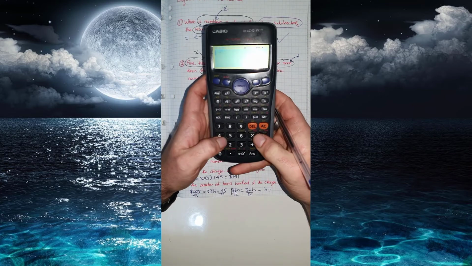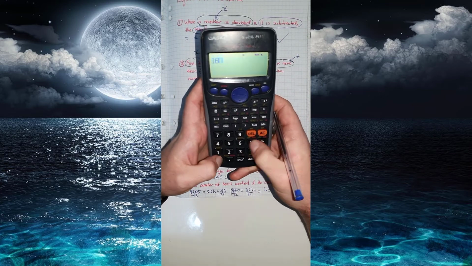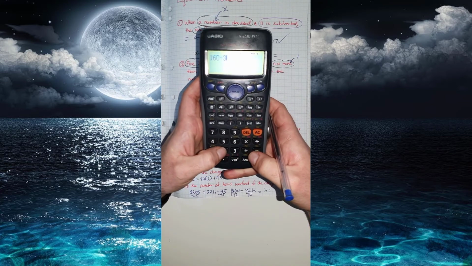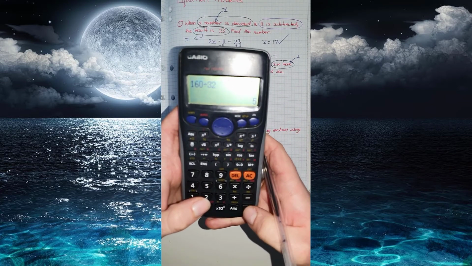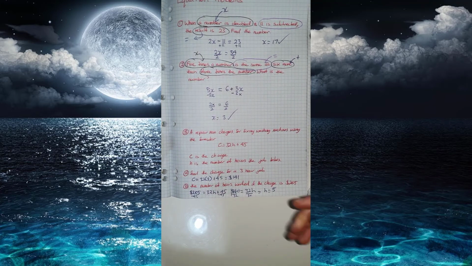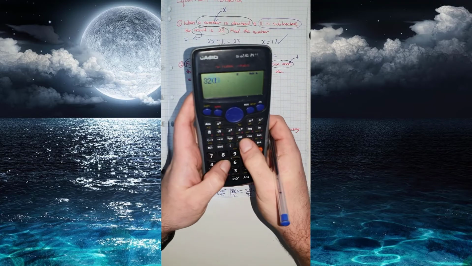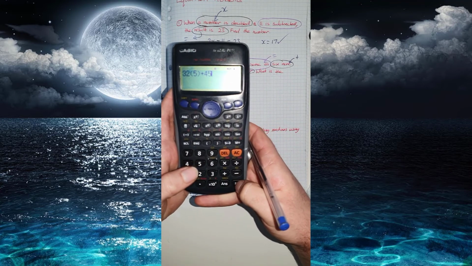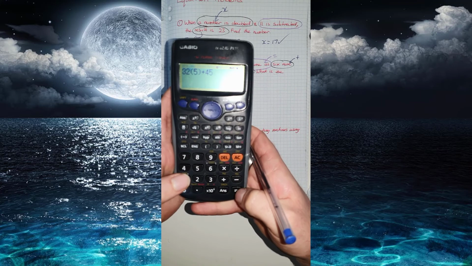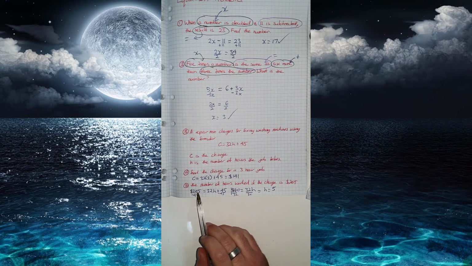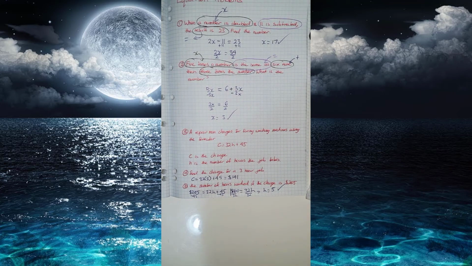Because all I'm doing is what I have been previously teaching, step by step equations. 160 divided by 32, he has worked for 5 hours. Now we can double check this by substituting straight back into the formula. 32 bracket 5 plus 45 is 205. 5 hours is correct.